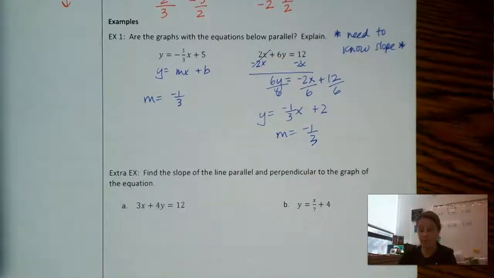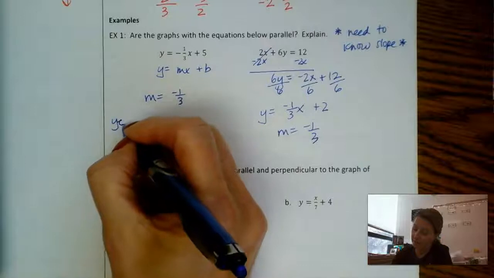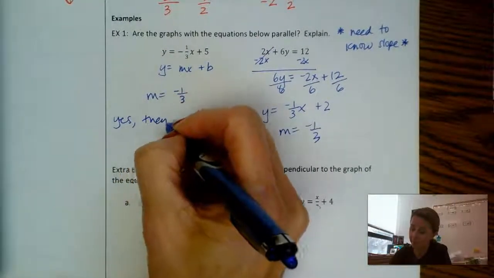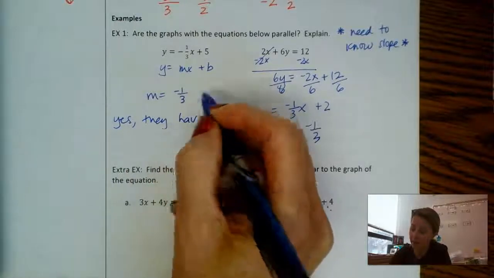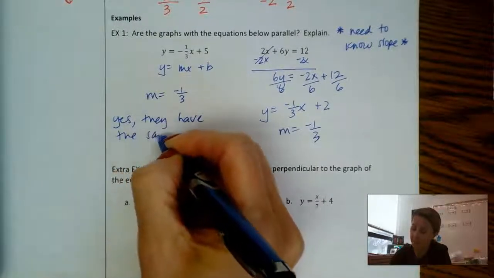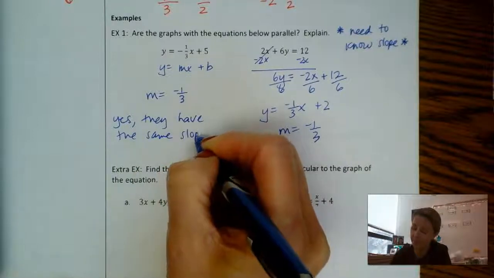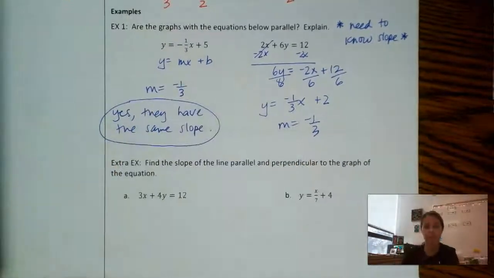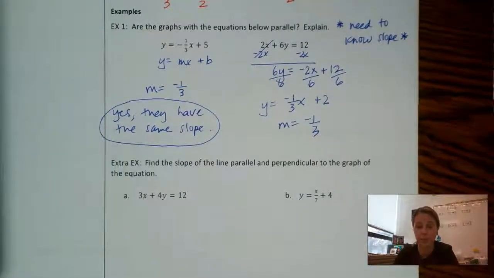And now I can see my slope is negative 1/3. So, are they parallel? Yes, and my explanation is, they have the same slope. So I'm going to say here, yes, they have the same slope. So it's all about slope when we're trying to determine parallel or perpendicular.